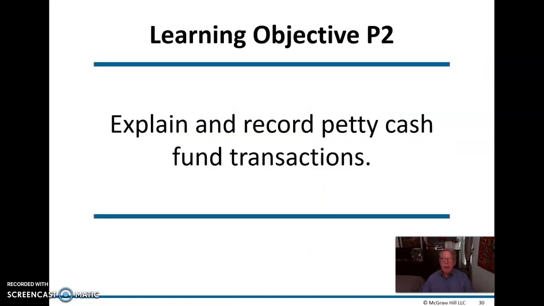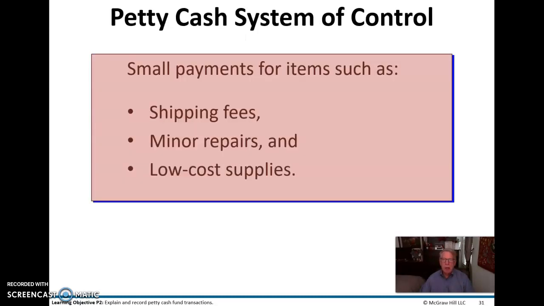Okay, then we're going to explain and look at petty cash. Petty cash is pretty easy. We keep a little box of money handy, and somebody's the petty cash custodian. And normally I assign that to a relatively senior person in the accounting organization.